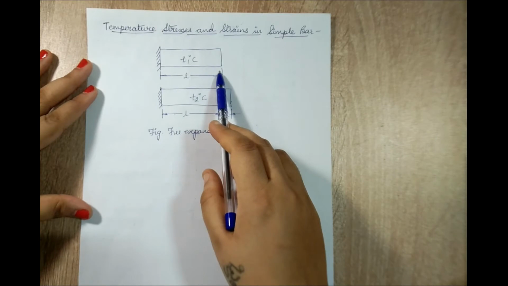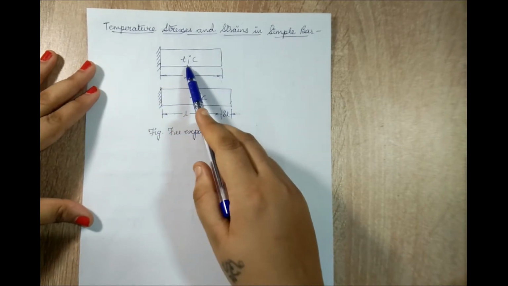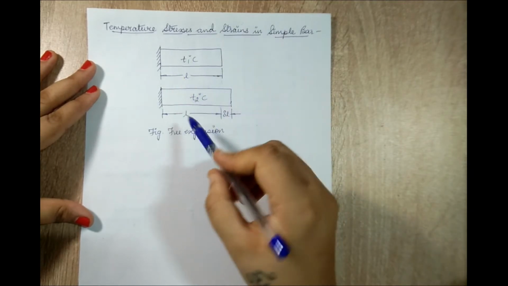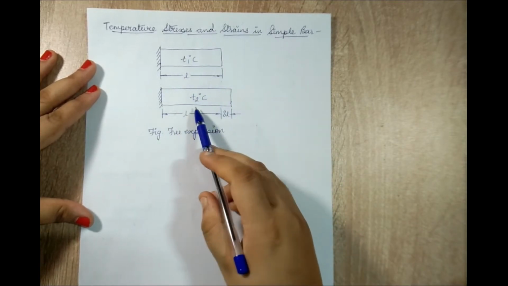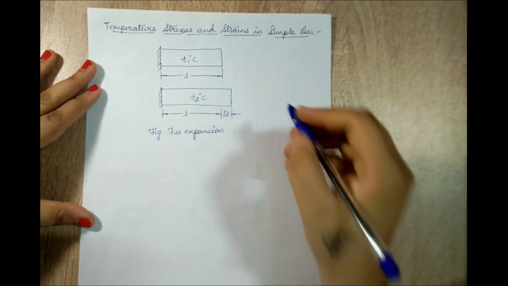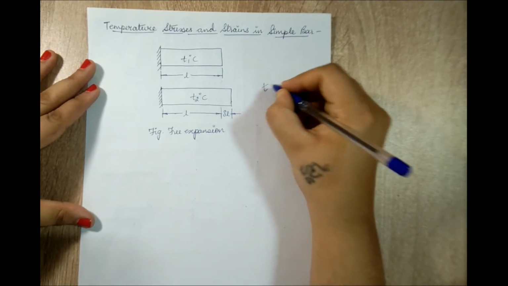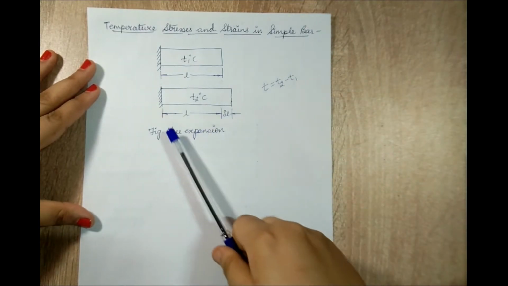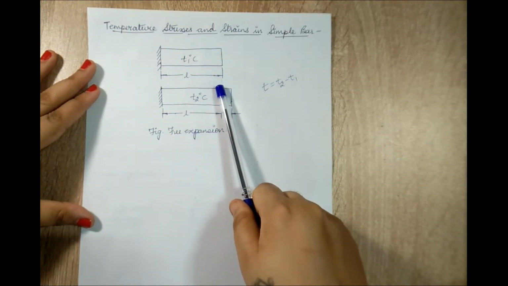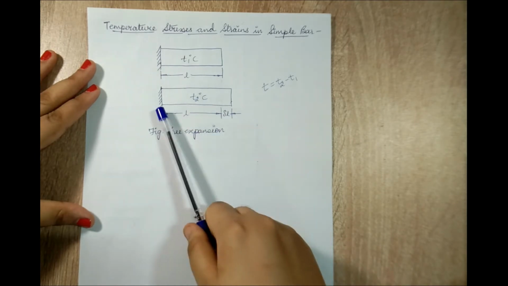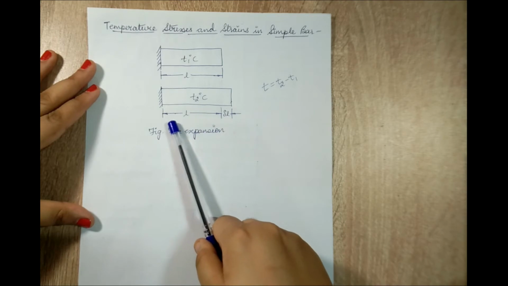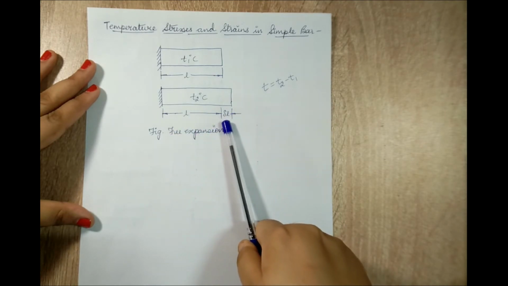You can see a bar over here. One end is fixed and it is at say some room temperature T1 degree Celsius. Then I heat the bar and change the temperature to T2 degree Celsius. So I can say that there is a change in temperature T, which is T2 minus T1. Initially the length was L, and once you heat the material, obviously there will be some elongation because there will be some expansion. So this is the length L and there is a small elongation delta L in the bar.